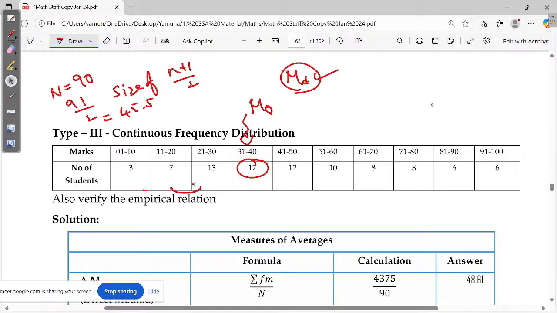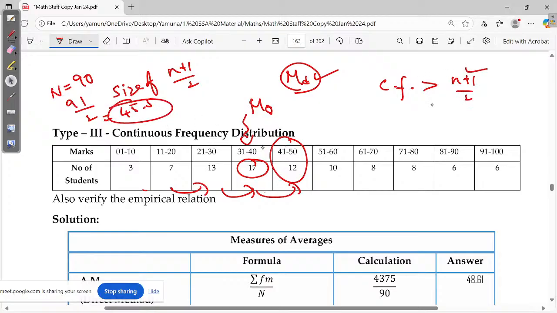10, 23, 40, 52. Wow. So somewhere it will lie over here. Am I right? I have to get the value. You remember the CF greater than n plus 1 by 2 value? The same thing we are doing here. So where will it lie? Somewhat above 45. Here it is 10, then 23, then 40, then 52. So somewhere it has to lie over here. Okay. One second.